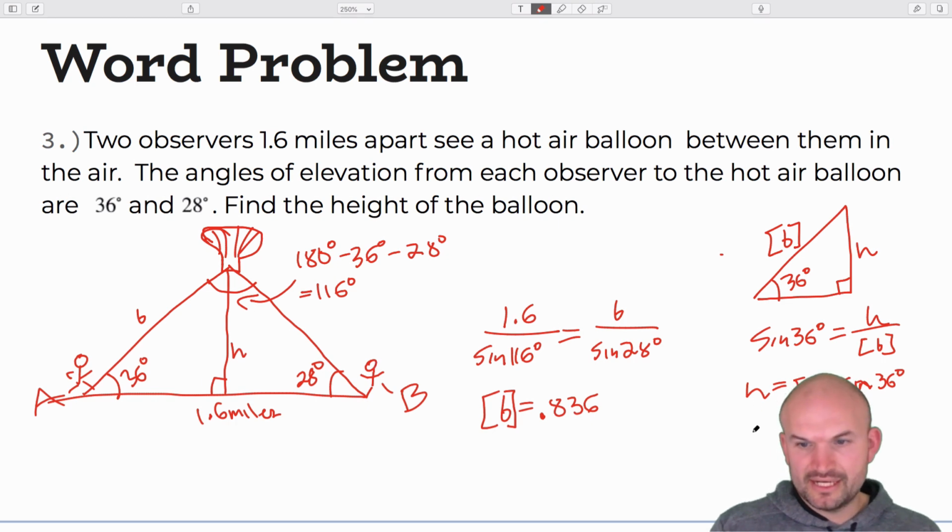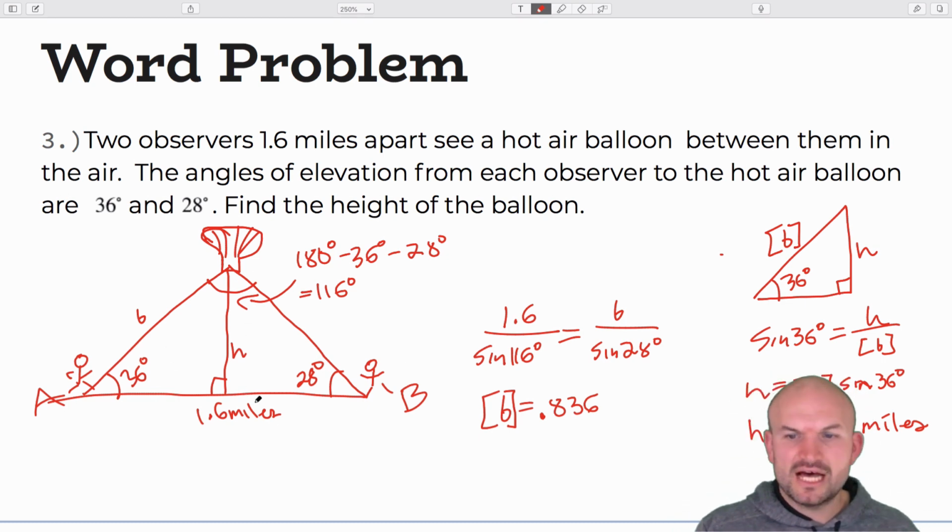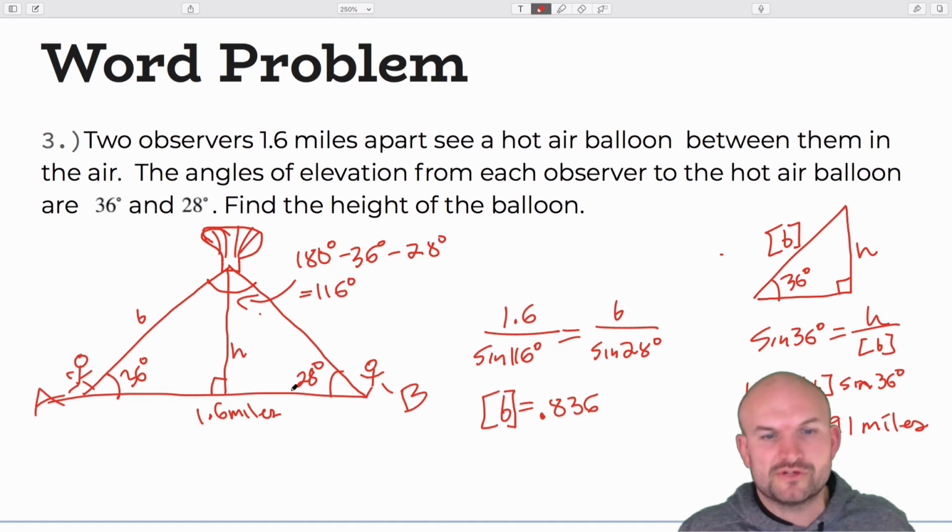And in this case, I'm getting H is going to equal 0.491. And that's going to be in miles, right? It makes sense. Like this is 1.6 and that's 0.8. Then this height is obviously going to be a little bit shorter. So 0.49 makes sense. It's not like 5,000 or like 0.0003.